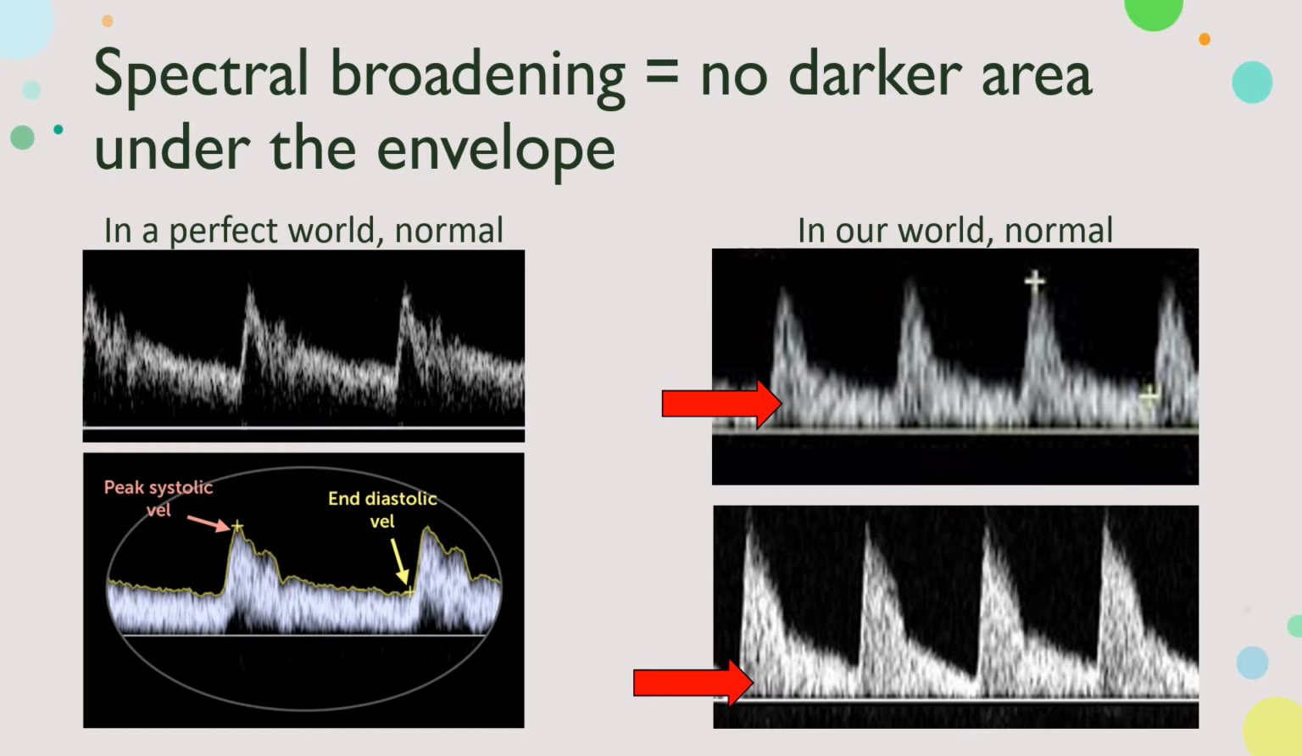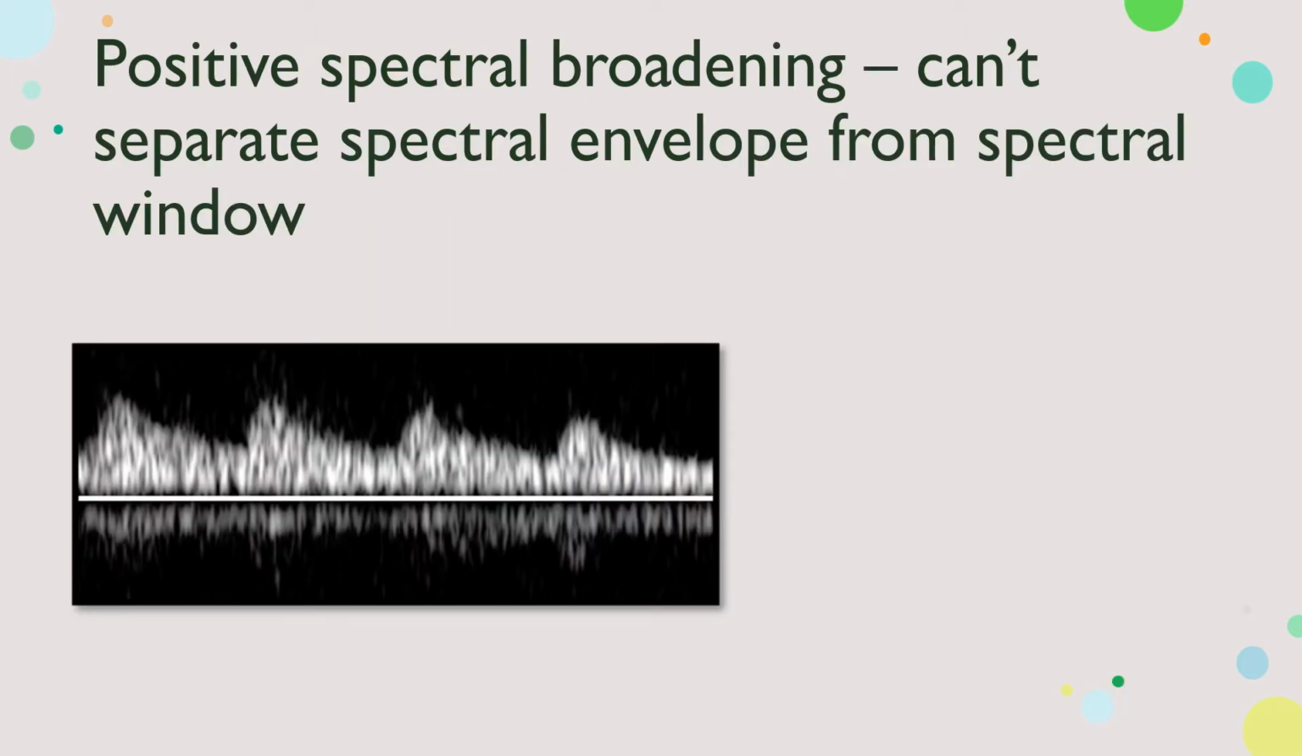Now, the textbooks are not going to call that normal, right? But I'm going to show you why we're going to start working on this and why it's important and why we're going to have to be a little more lenient about what we're going to accept as normal and abnormal. So we're going to call positive spectral broadening if we can't separate the envelope from the window.